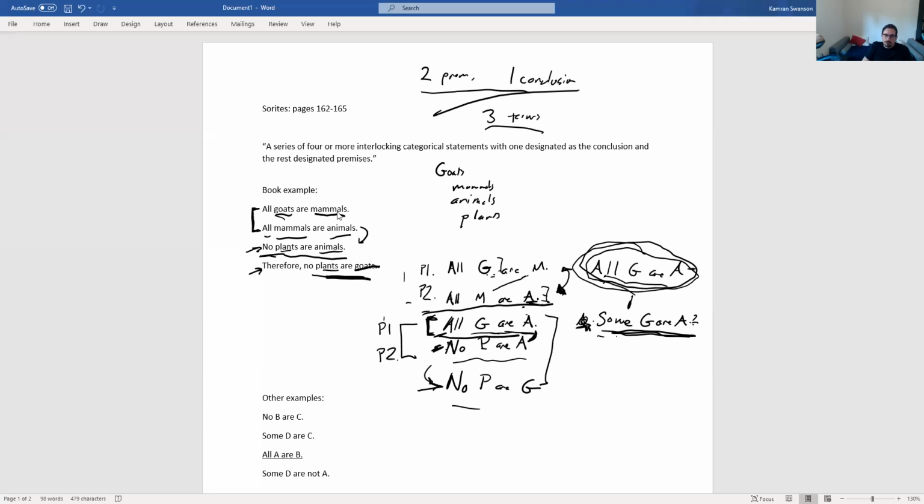Okay. So let's look at this. We do have three different terms. We have A, P, and G, and each one is repeated twice. There is no fourth term.